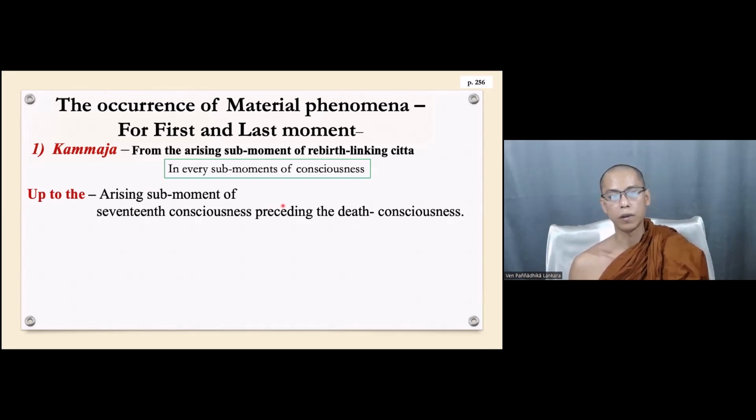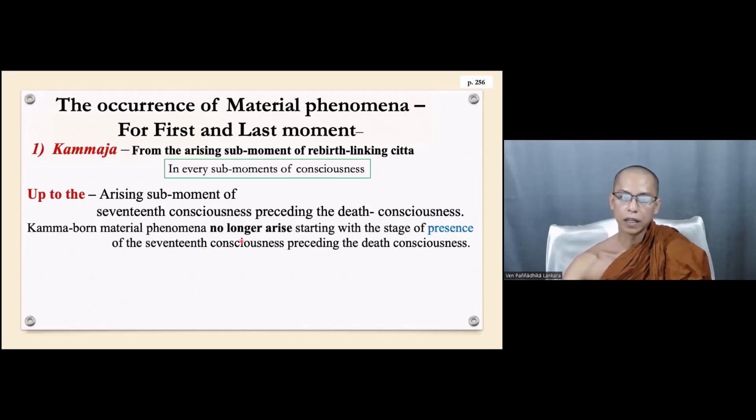So we have to keep this information: the starting moment, the continuation, and the last moment of production. After that, no more production of materiality by kamma in the life. So before our last moment, the production of materiality by kamma stops, at the 17th consciousness, the 17 mind moments. In this case, we have to make sure of the difference between a sub-moment and a mind moment. A mind moment consists of 3 sub-moments: arising, present, and dissolution. Okay, so let's continue.